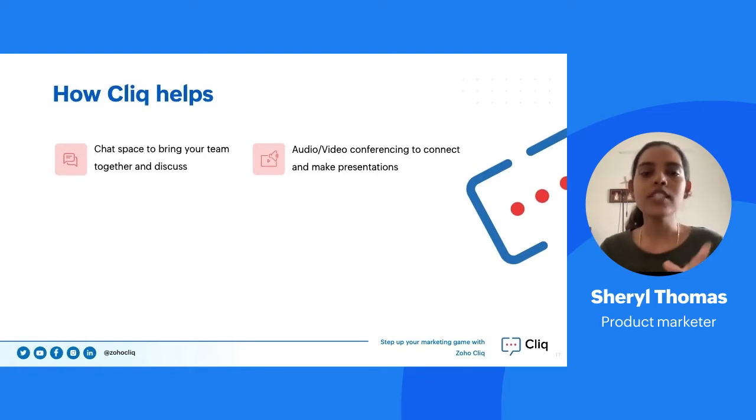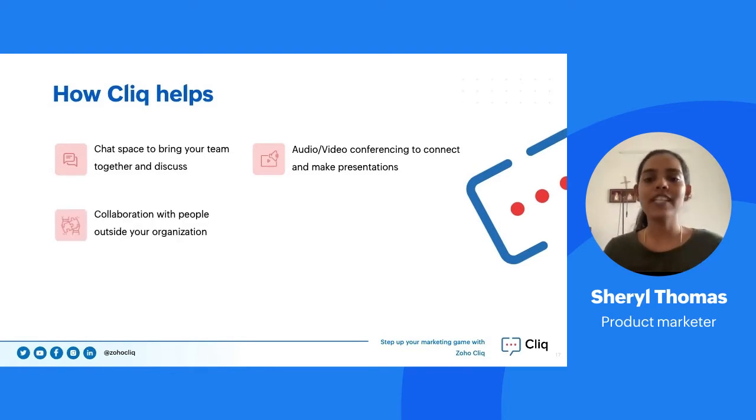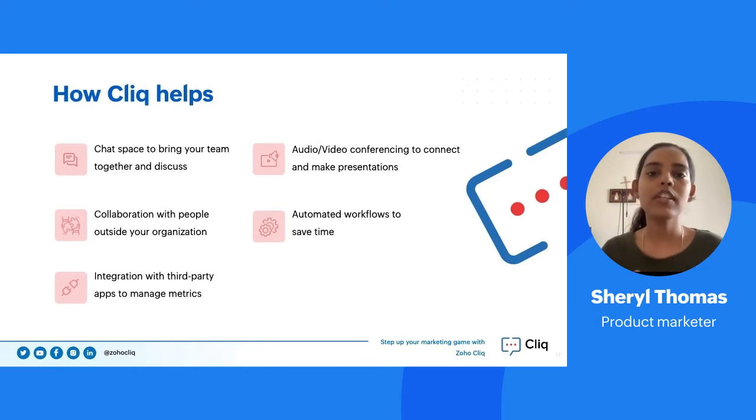The third thing is collaborating with people outside your organization. The fourth thing is automating your day-to-day workflow so that you can save time. And the fifth thing is integrating with your favorite third-party applications to manage your metrics. We'll take a look at each one of these points in depth and see how Cliq helps marketers.